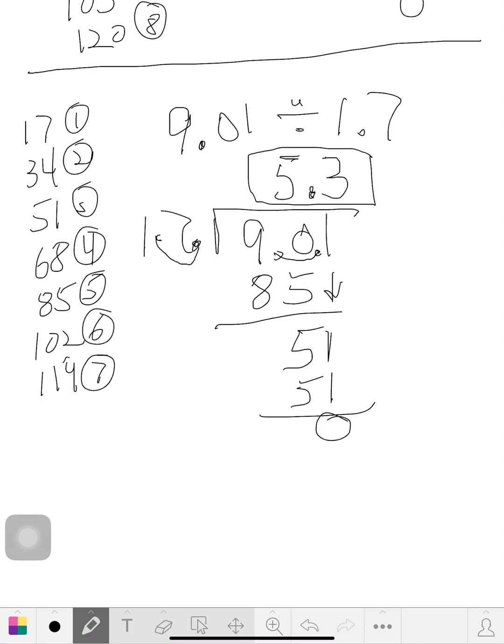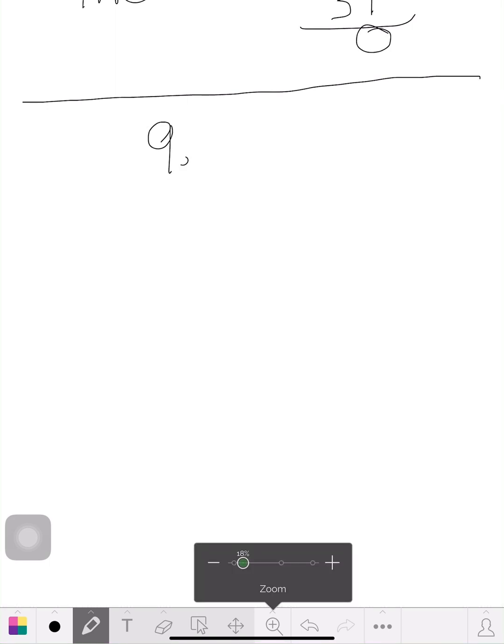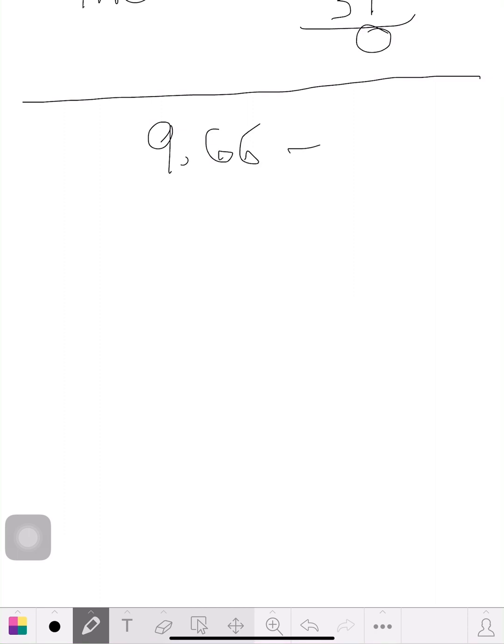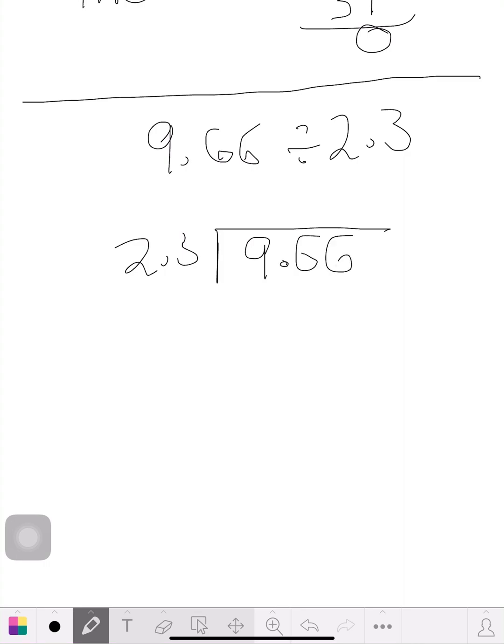So let's do another one just to keep going on this, okay? So this one's going to be 9.66 divided by 2.3. Okay, so let's set up our division line. So we get 2.3, 9.66. So let's move the decimal point over here. Make this a whole number, 23. And if we do it to one side, we got to do it to the other side. So let's bring our decimal point right up there.